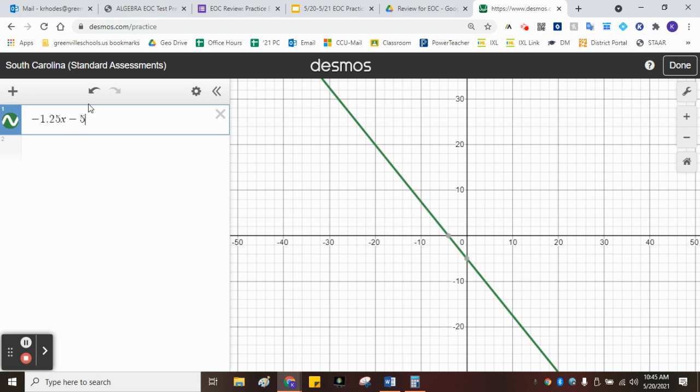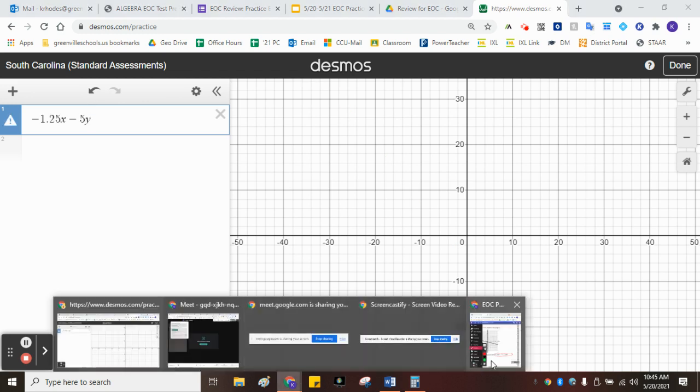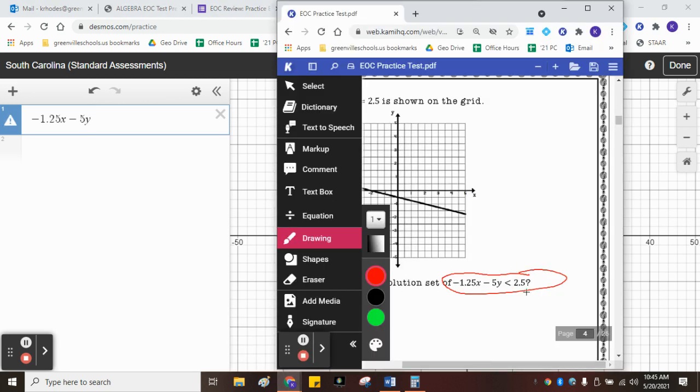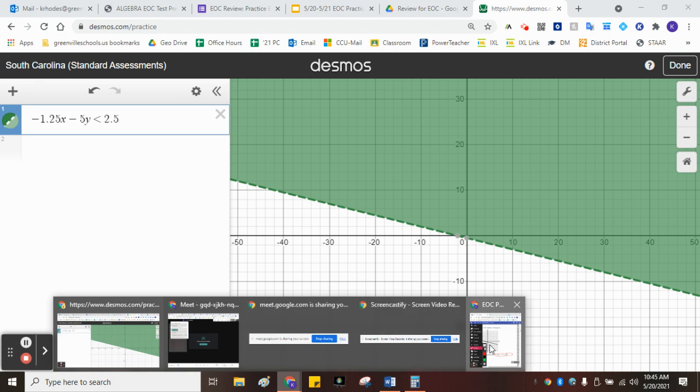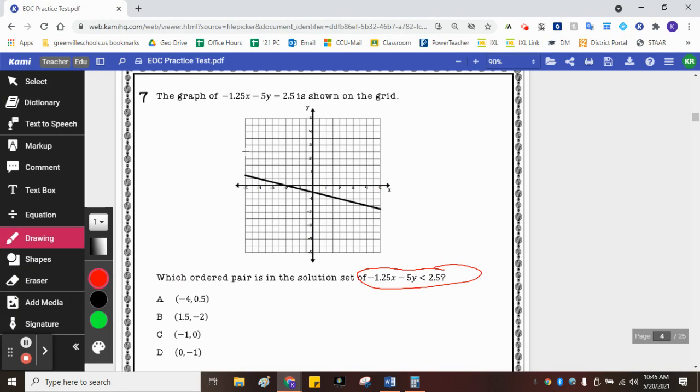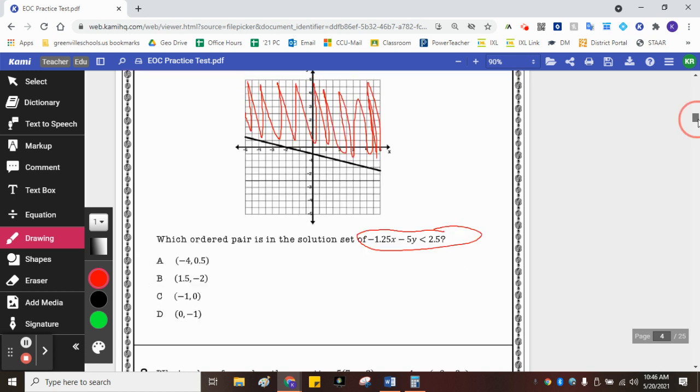1.25x minus 5y is less than 2. See, it's shaded above because if I solve for it, you're flipping the sign. So we need numbers above that line. So we need to see where our points are above that line.